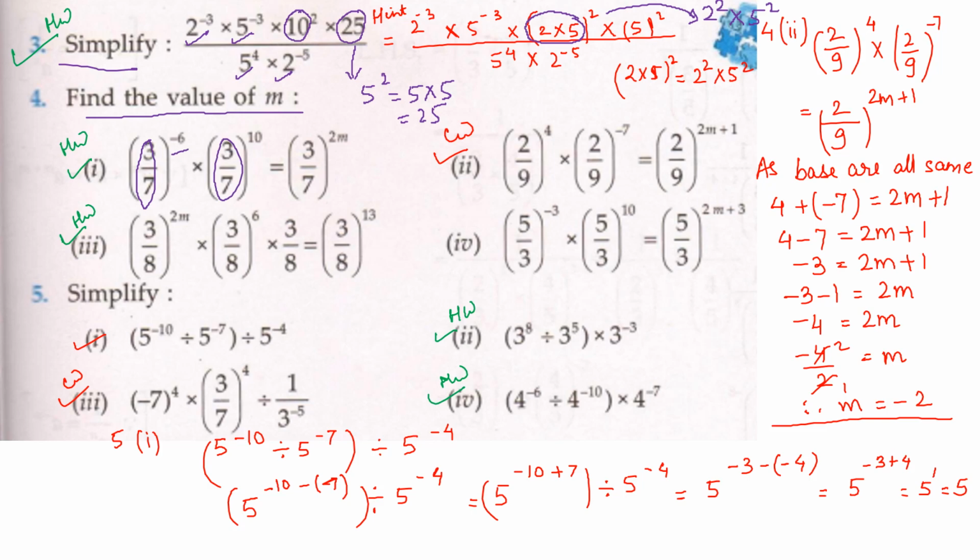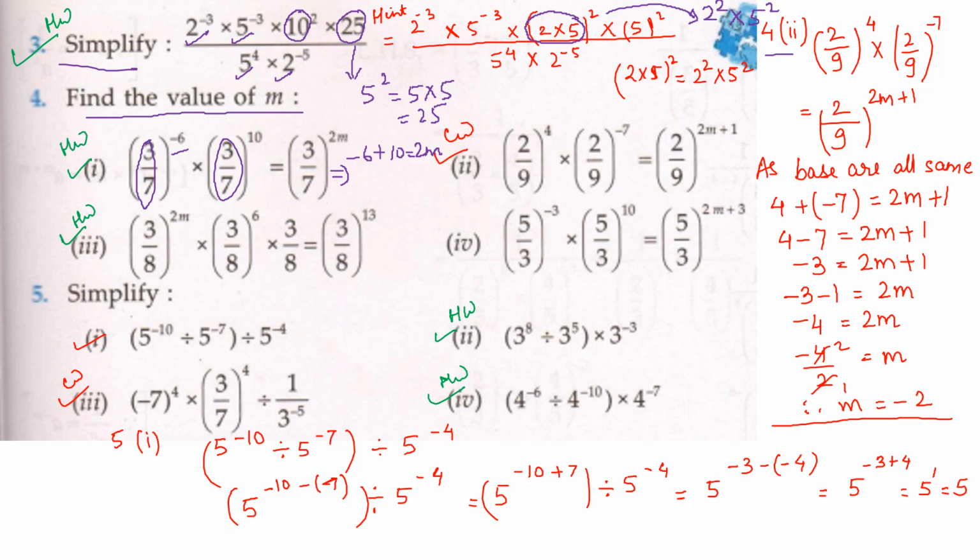So when this kind of numbers are there, where the bases are same, then directly you can equate the powers. It means minus 6, when they are multiplied, it will be minus 6 plus 10 equals to 2m, and you can solve it. It is a linear equation. So let us see the second part.